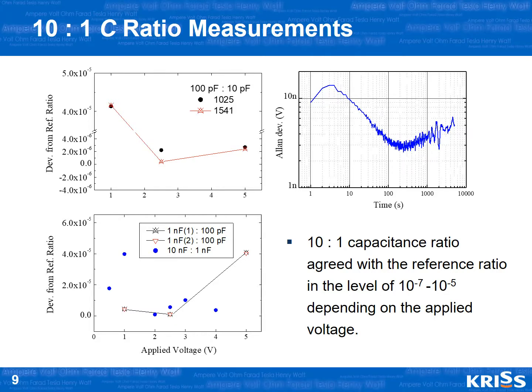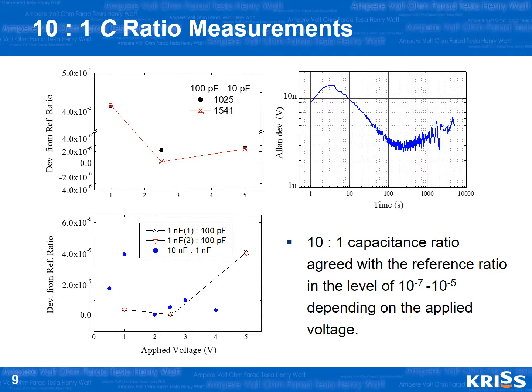The next figure in the top right shows the Allan deviation for the 100 picofarad to 10 picofarad comparison at 1 kilohertz at 5 volt. The residual voltage of the bridge after the balance reaches 2 nanovolt in about 200 seconds.